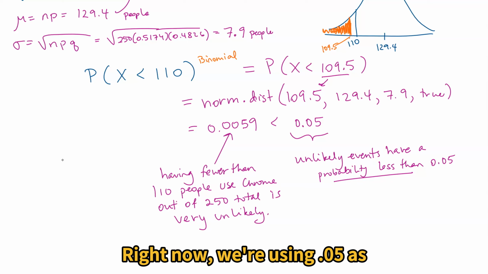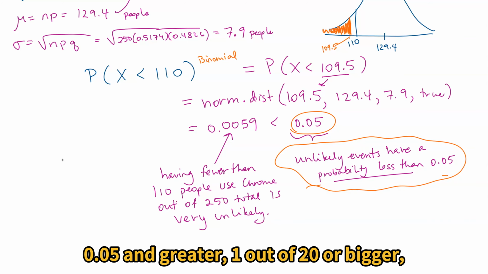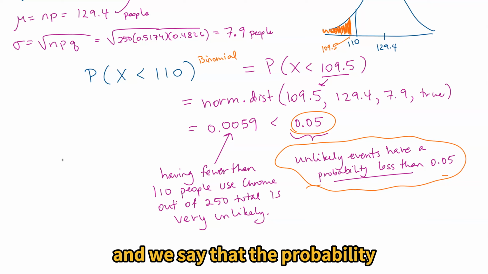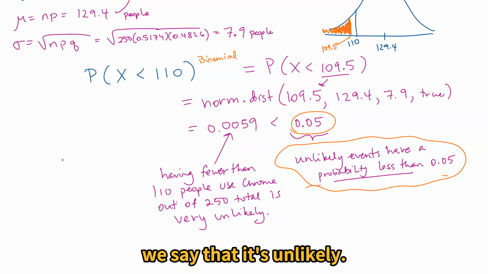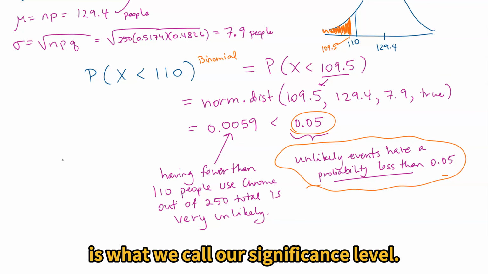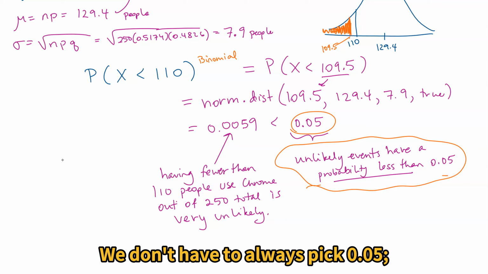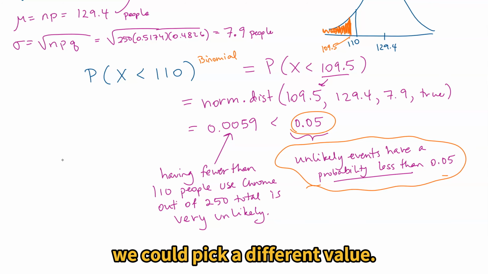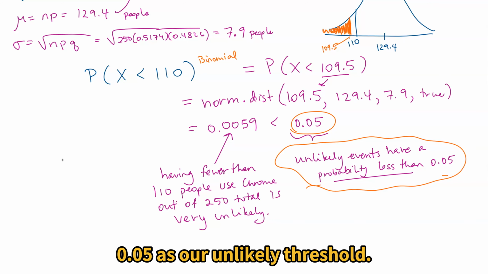Now, right now, we're using 0.05 as a threshold of likeliness. 0.05 and greater, 1 out of 20 or bigger, and we say that the probability is likely to occur. Less than 0.05, we say that it's unlikely. When we move into chapter 8 and beyond, this threshold of likeliness is what we call our significance level, and we can start to move that significance level around. We don't have to always pick 0.05. We could pick a different value. But until we get to chapter 8, we're going to stick with 0.05 as our unlikely threshold.